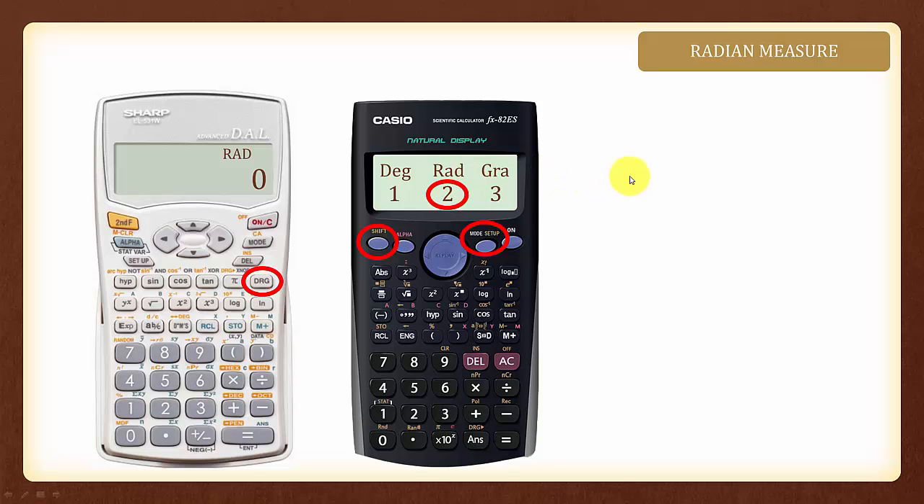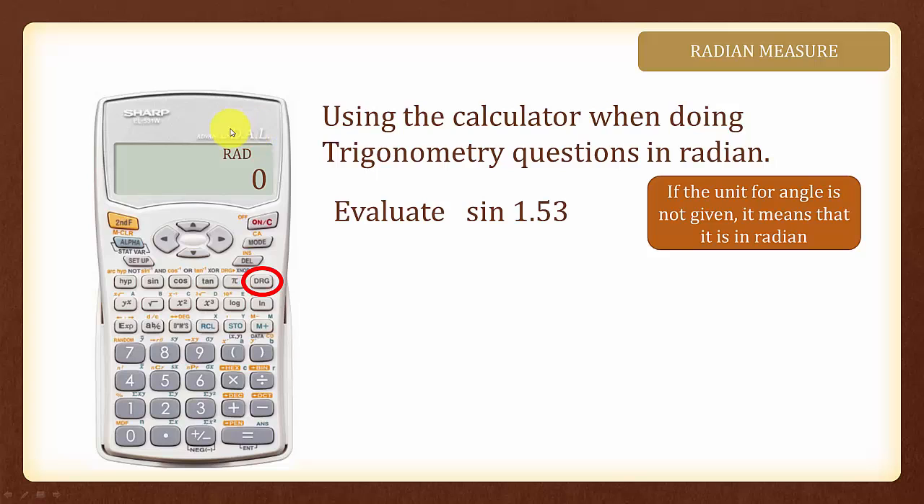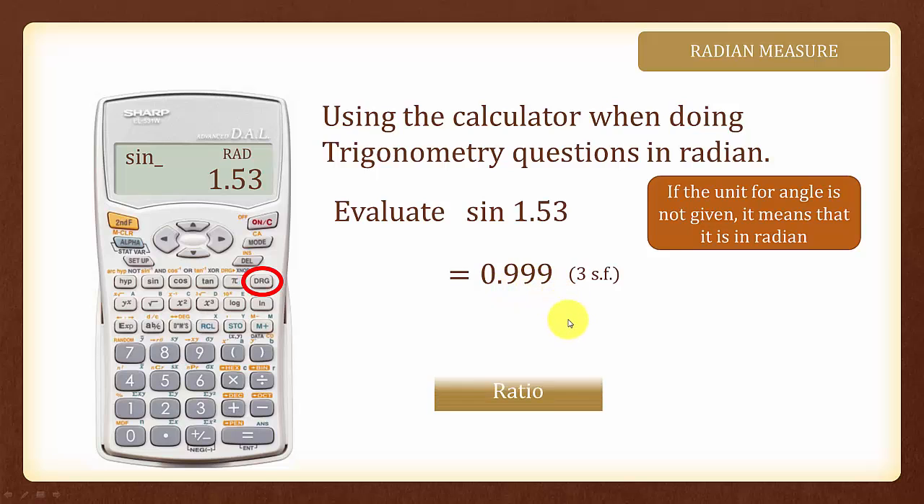After you have located the radian mode, the calculator will show the letters RAD to indicate that the angle is in radian. To evaluate sine 1.53, you simply need to press sine 1.53, and when you press equal, it will be equal to 0.999, rounded off to 3 significant figures. Now to recall, sine 1.53, which is equal to 0.999, is a trigonometric ratio.